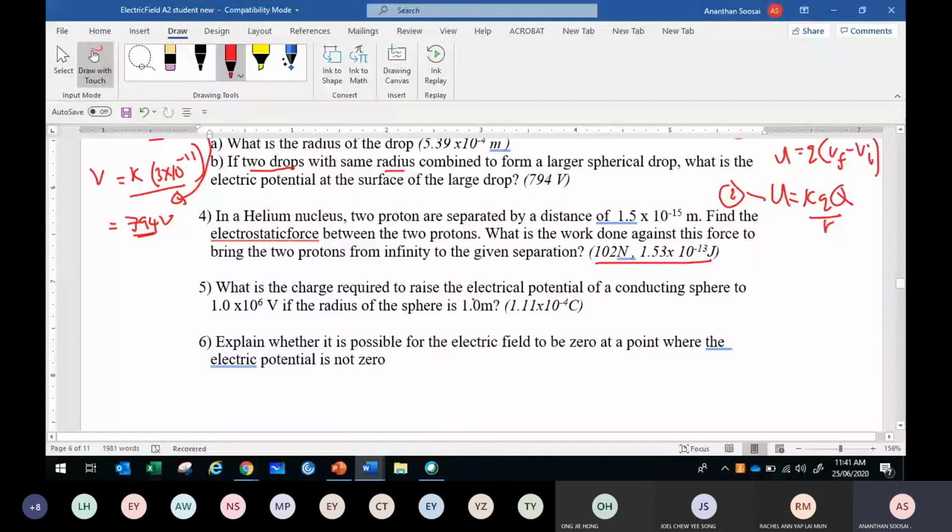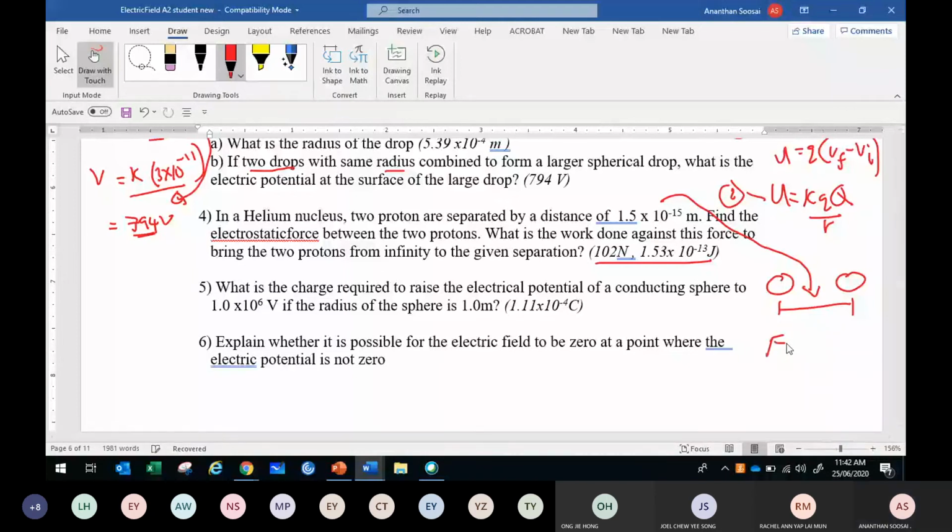In a helium nucleus, two protons are separated by a distance of 1.5 times 10 to the power negative 15 meter. Find the electrostatic force between the two protons. I think that's easy, right? What formula do you use for the first force? Coulomb's law. Two protons separated by what distance? 1.5 times 10 to the power negative 15.